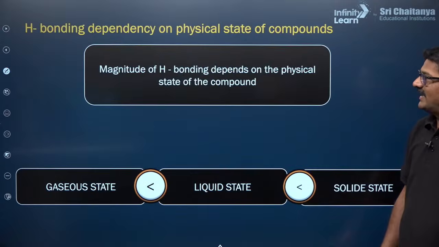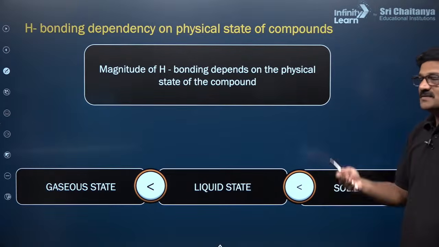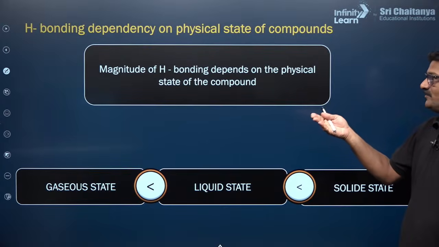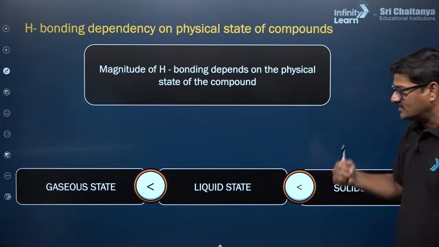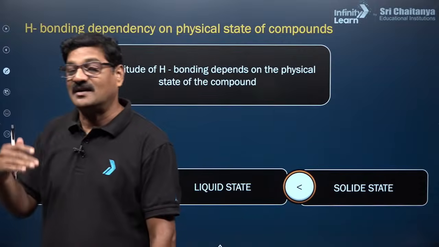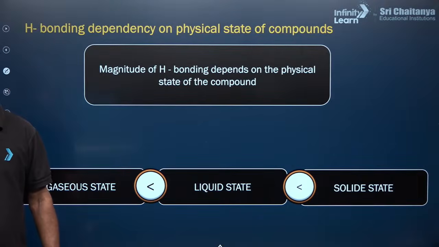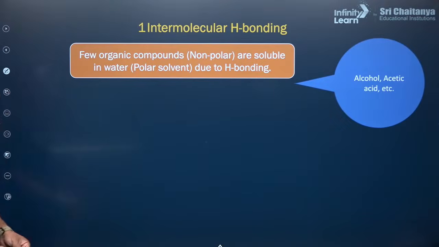Right. Now moving ahead, hydrogen bonding dependency on the physical state of the compounds. As the magnitude of hydrogen bonding depends on the physical state, you can see hydrogen bonding is more effective in the solid state as compared to the liquid state, and then the gaseous state. So that's what I want to say here.